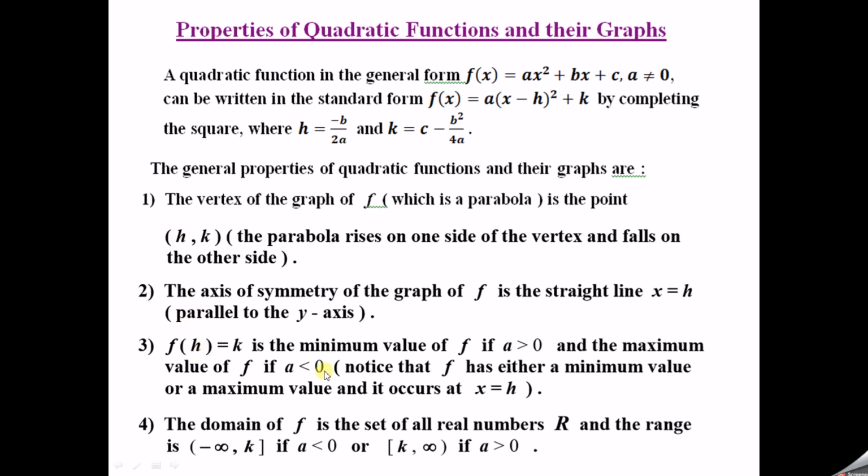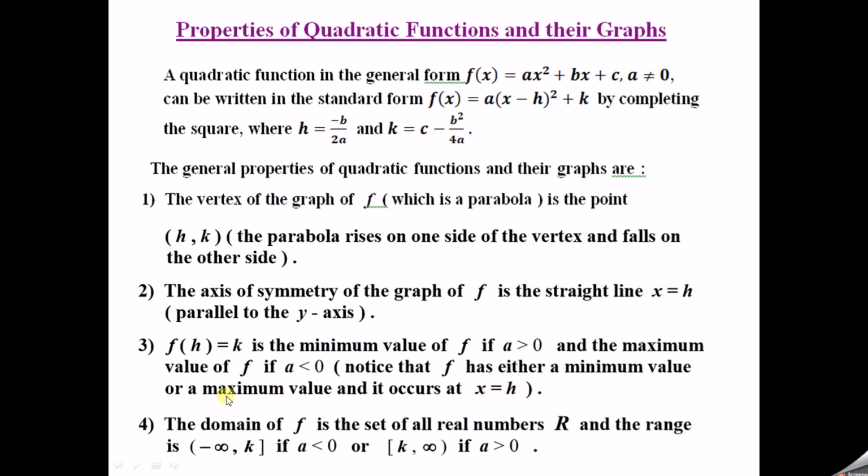And if a is negative, then the curve will be downwards. Therefore it will have a maximum. It will have a maximum if a is negative, because the curve will be downwards. And the maximum value will then be k, and it occurs when x is equal to h.